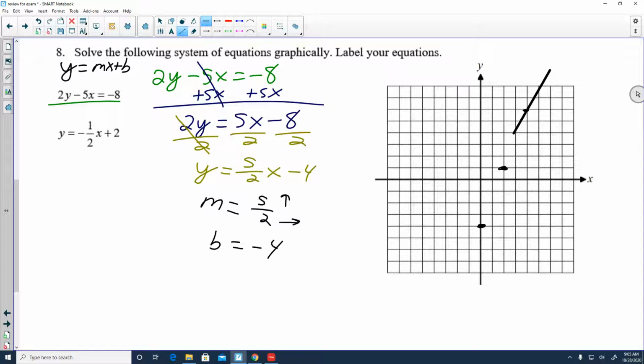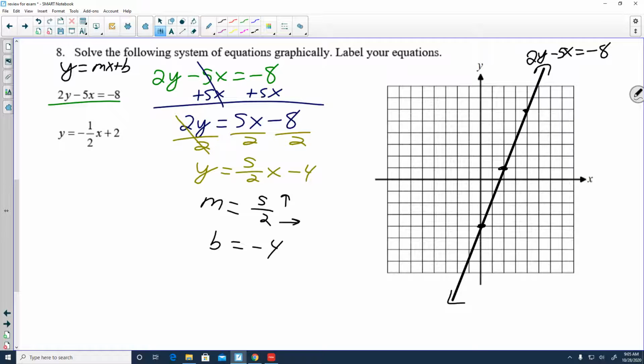Okay? Connect our dots. And again, you're not going to be asked to do this on paper on the exam, but you are going to have to do it on Desmos, so make sure you know how to do it. Now it asks us to label it, so to label it, we're just going to put our equation.